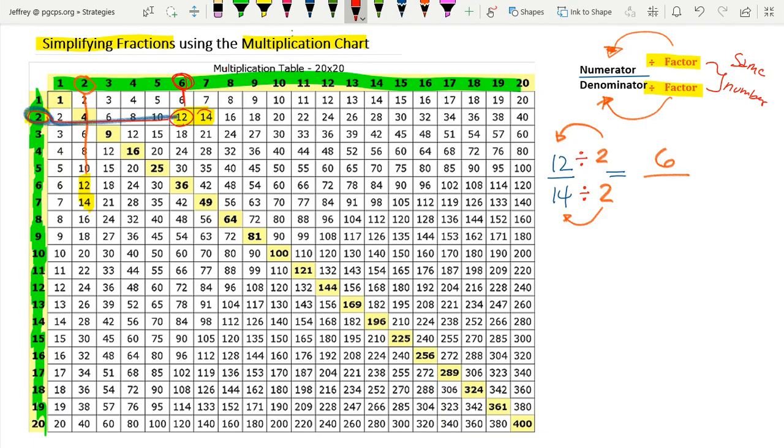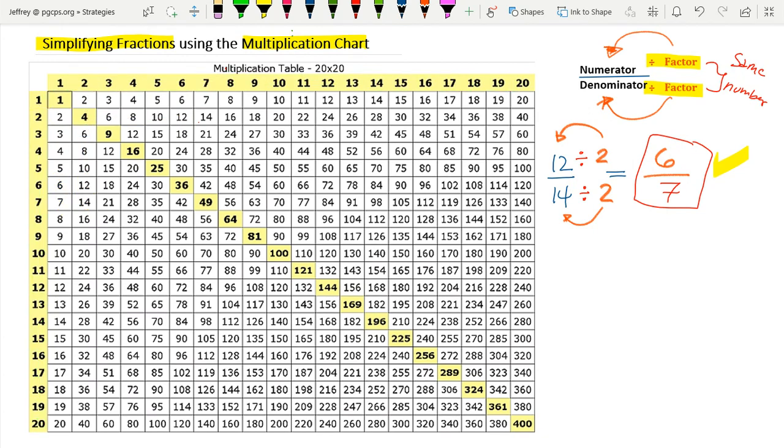Now 14 divided by 2 will get us, what's in here? 7. So our simplest form will be 6 over 7. Why simplest form? Because 6 and 7 fall under the same column for 1. We can no longer divide 6 and 7 evenly with any other number except for 1. So this is the simplest form already. Okay? Pretty easy, right? So let me delete these so it's clear for the next example.